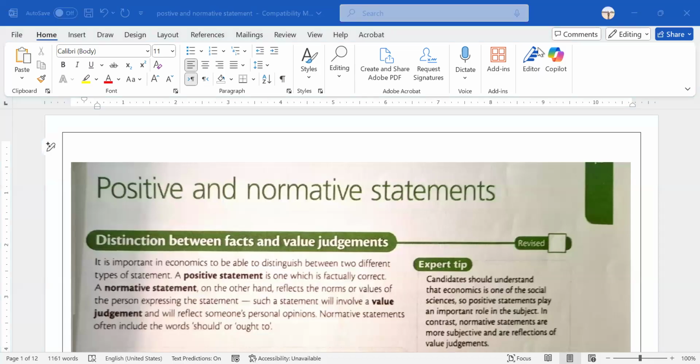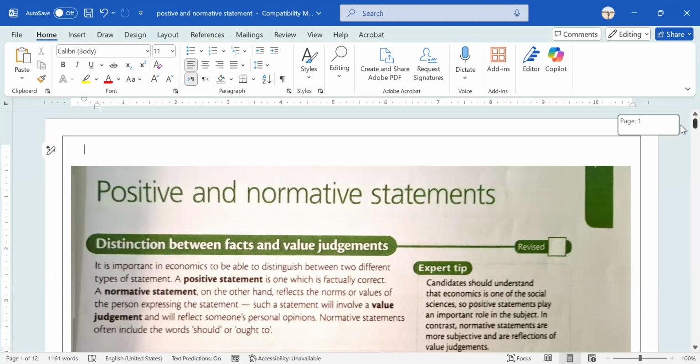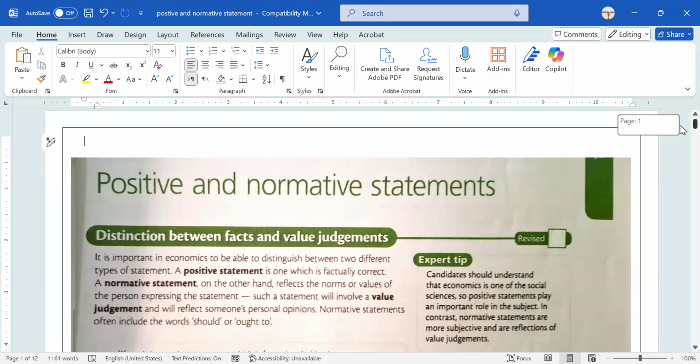Positive and normative statements, one of the topics in advanced level economics. There is a big distinction, the difference between facts and value judgments, or what we call opinions. So at this time, we're going to differentiate the two. It's very important in our subject to be able to identify and distinguish between two different types of statement.